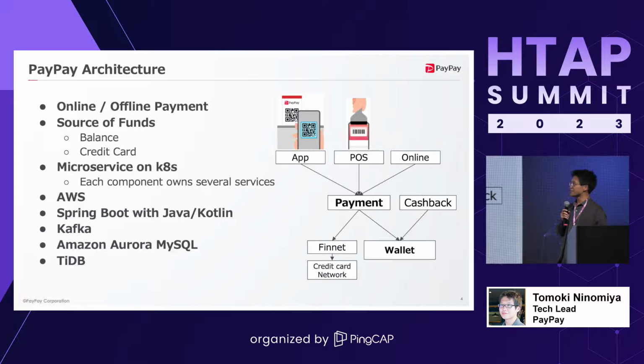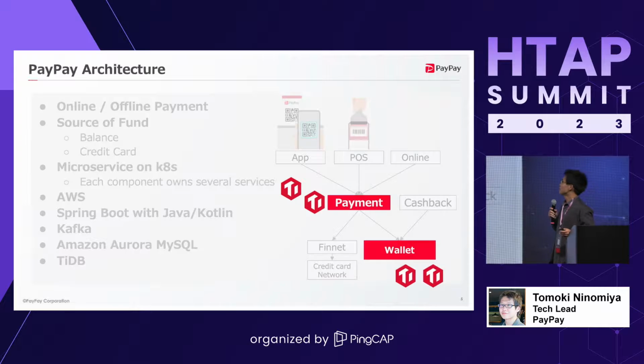We are running services with microservice architecture on Kubernetes. Each component, which is the same as each team, owns several service applications, like attached on the right side picture. And we are using AWS and Spring Boot with Java and Kotlin, for message queue Kafka, and for storage Aurora MySQL and TiDB. We are using TiDB on these components, and since I was in the wallet team, I'd like to show our experience in wallet, which is the most fundamental component.